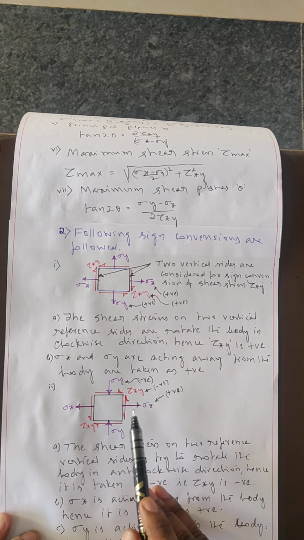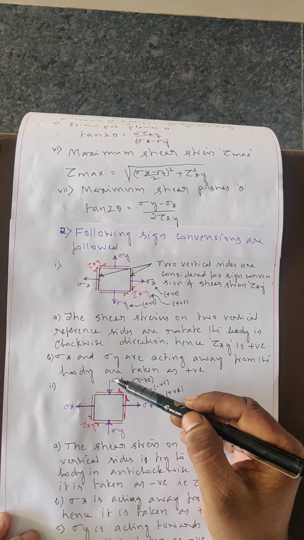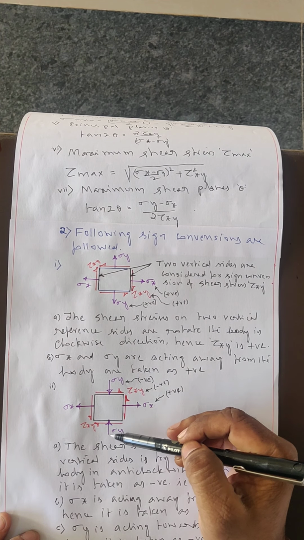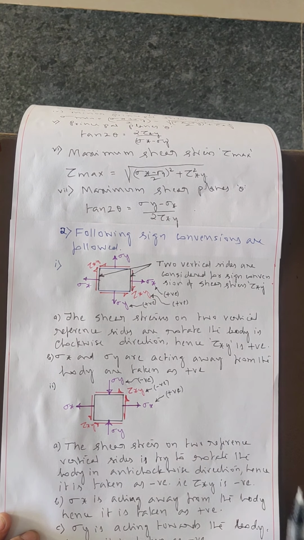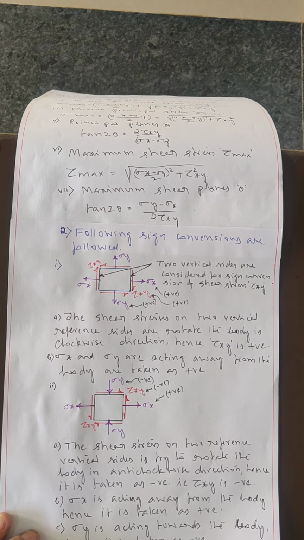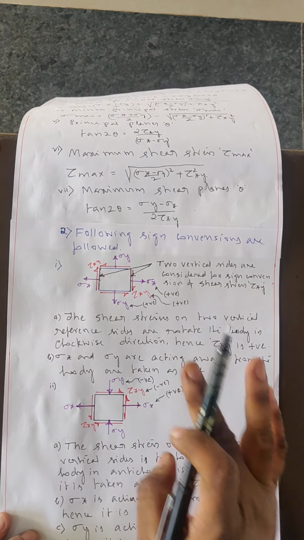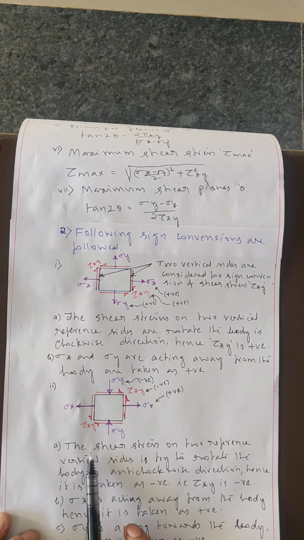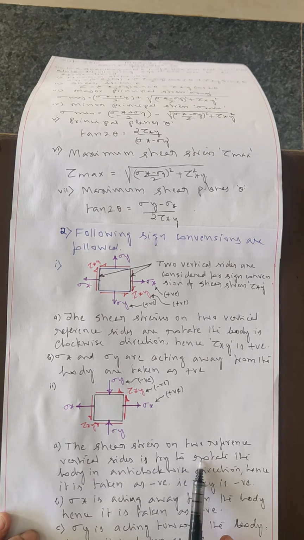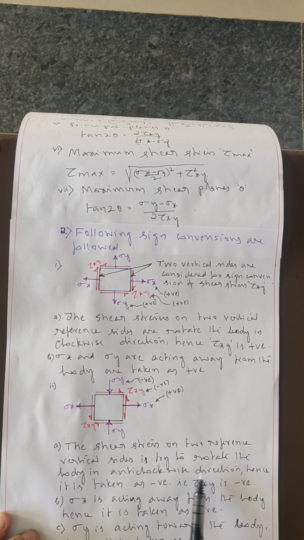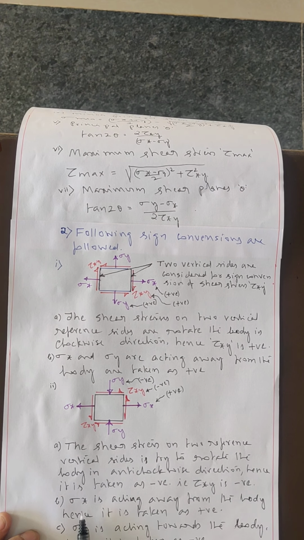Sigma x is acting away from the body, therefore it is taken as positive. But sigma y is acting towards the body, so it is taken as negative. This is tensile, this is compressive. All the stresses which are acting towards the body are compressive, away from the body are tensile. Therefore, the shear stress on the two reference vertical sides tries to rotate the body in anti-clockwise direction, hence it is taken as negative, tau xy is negative.